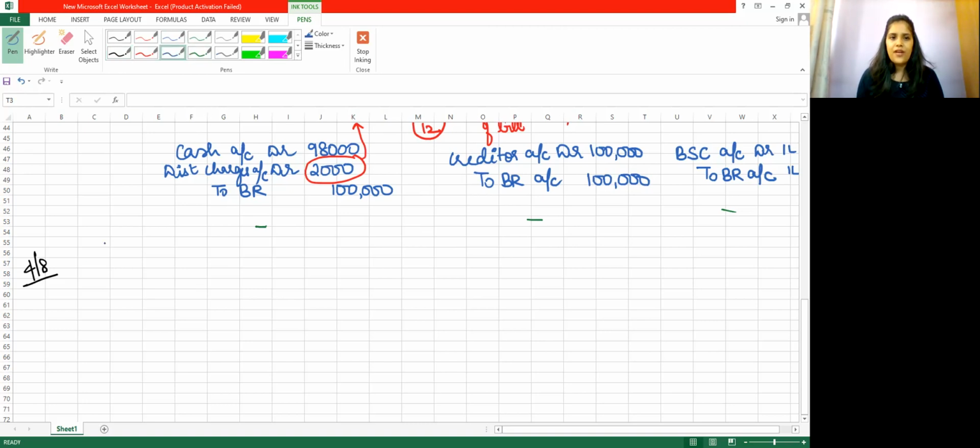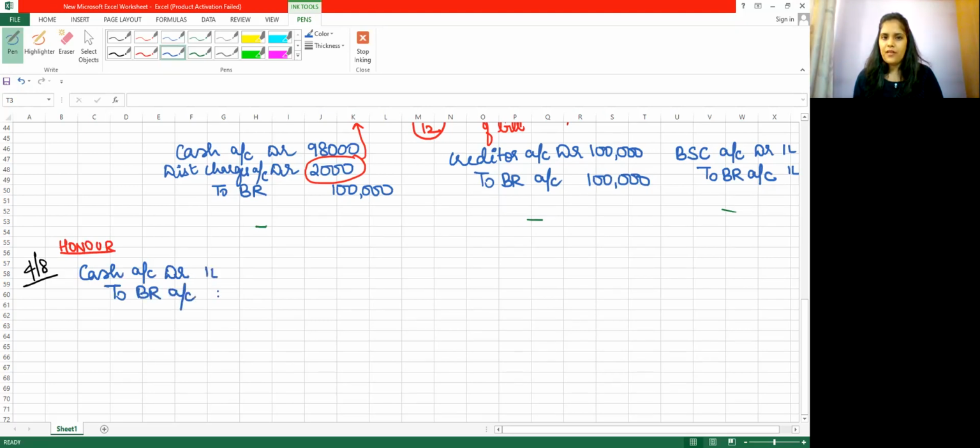Let's start. Now first we will take honor the bill. If the bill is being honored, then what to do? Let's say he has retained the bill. I'll just write honor here. Then what will happen? In the books of drawer, he is paying, so cash will come in. So cash account or bank account gets debited, and credit towards bills receivable account.